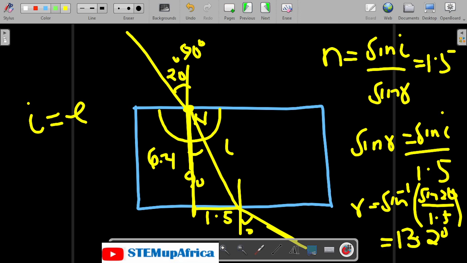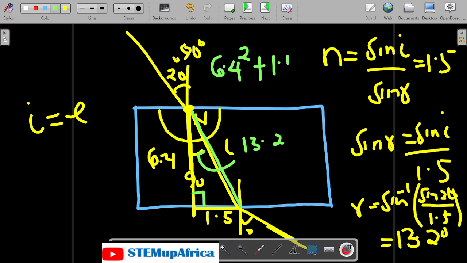And this angle we calculated already is 13.2. So here where you have the right angle triangle, you can use Pythagoras theorem to find this length, which is 6.4 square plus 1.5 square. It will give you this value here.